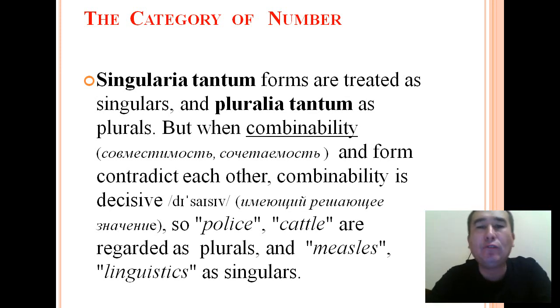Singular tantum forms are treated as singulars and plural tantum as plurals. But when combinability and form contradict each other, combinability is decisive. So police, cattle are regarded as plurals and measles, linguistics are singulars. So you don't have to pay attention to its form because sometimes plural form nouns can be singular, and sometimes singular form nouns can be plural.